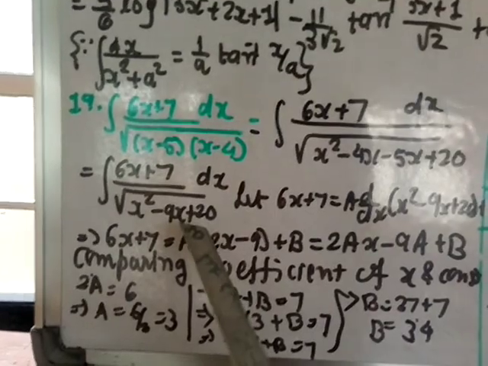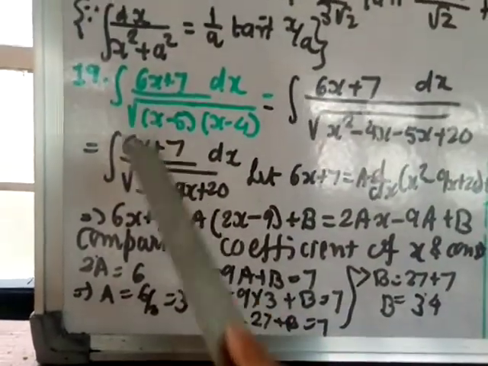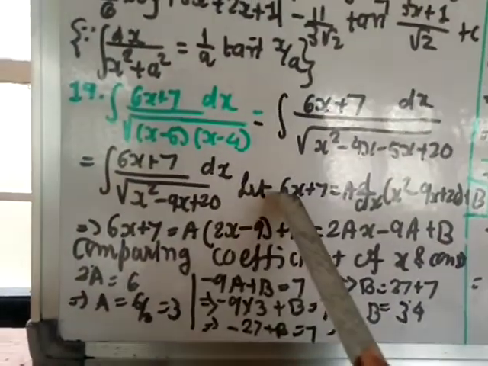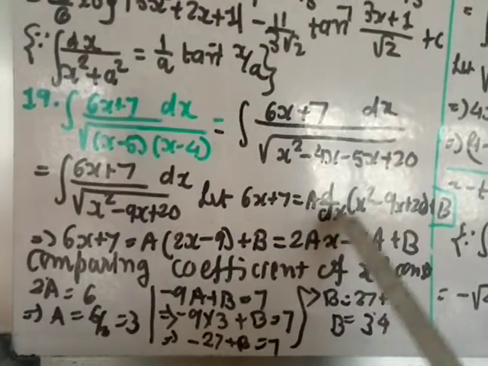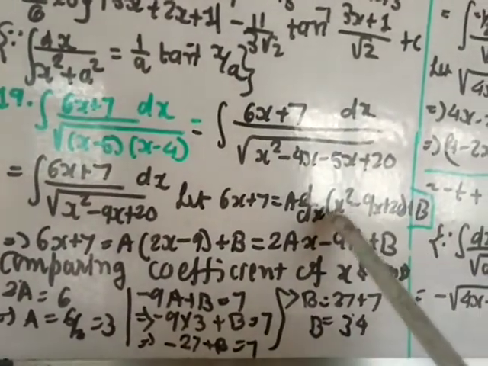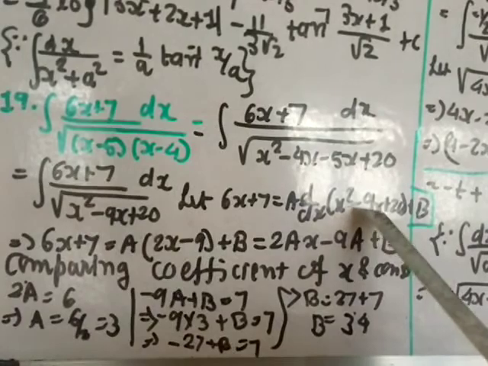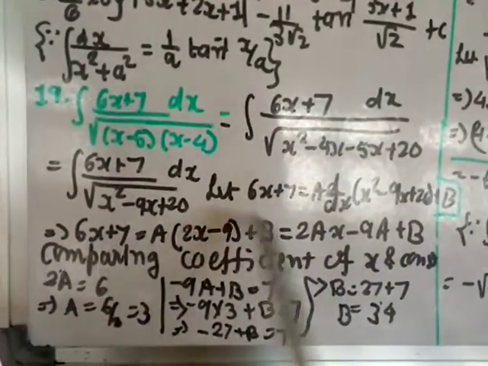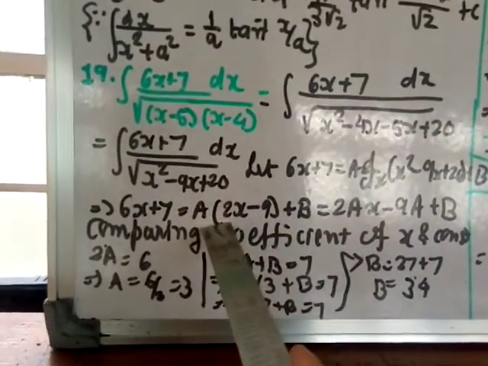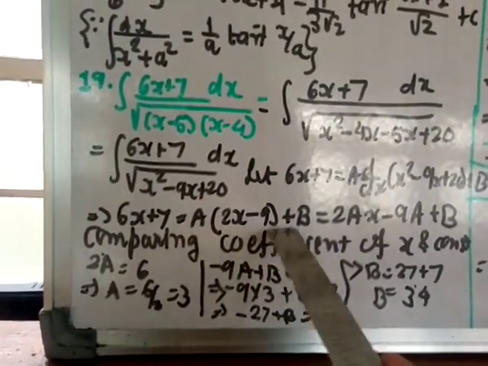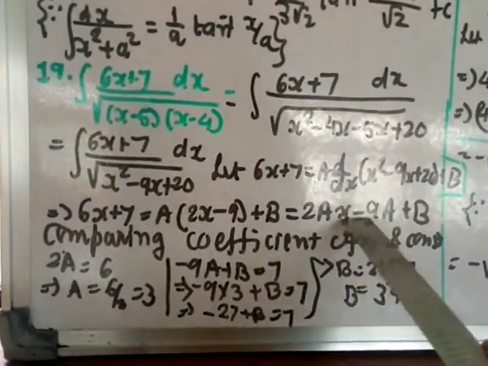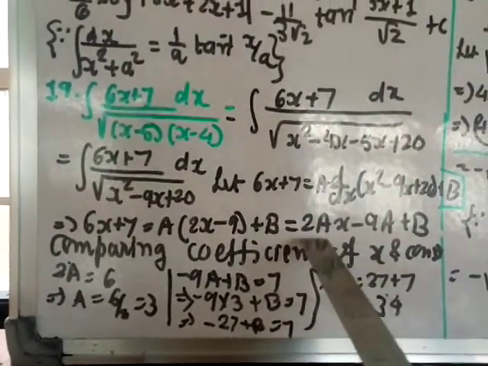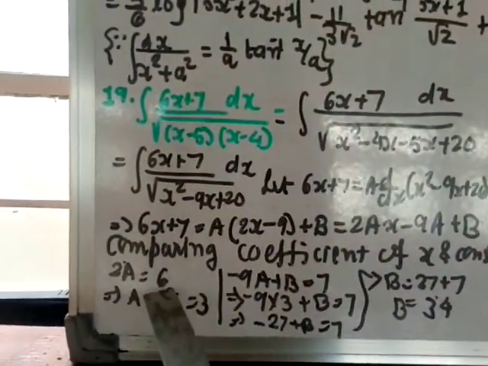minus 9x plus 20. Now again I will take numerator equal to a d by dx of the denominator plus b. So here numerator is 6x plus 7 equal to a, the differential of the denominator, plus b. So I will differentiate this, so derivative of x square is 2x and minus 9x is minus 9, plus 20 is 0. This plus b. Now compare the coefficients. First I open the bracket, so 2ax minus 9a plus b. Now comparing coefficients of x and constant term, here it is 2a, here it is 6. So 2a equal to 6.